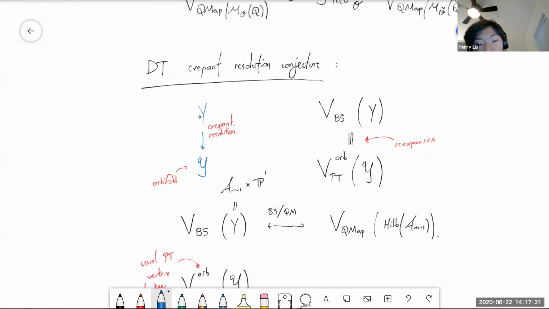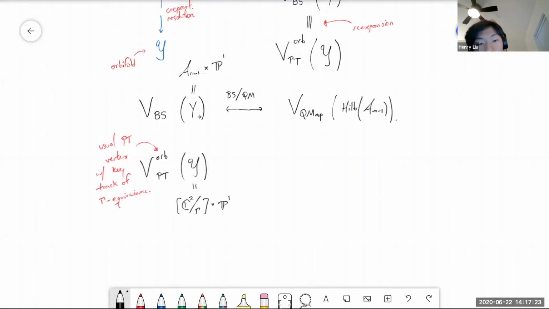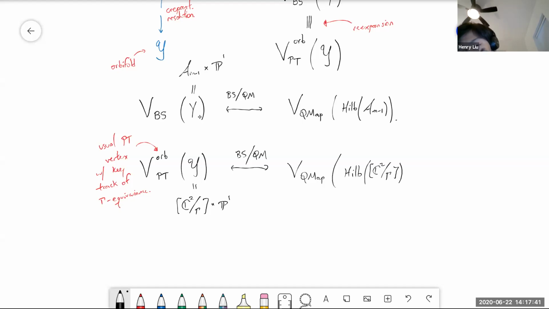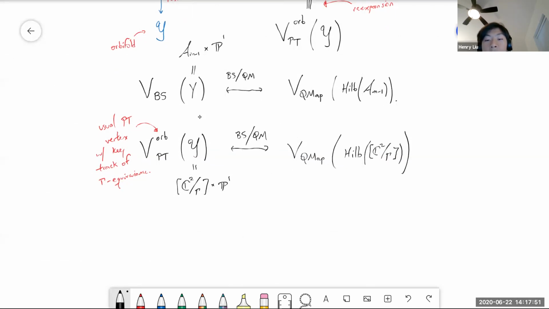And so why am I saying this? It's because now you can say also via the PS quasi maps correspondence. Here we're going to get the quasi map vertex for Hilb, not of C2, but of C2 mod gamma. So again, this is almost exactly the same as the usual quasi map vertex for Hilb of C2, except everything has to be gamma equivariant, and you keep track of gamma equivariance.